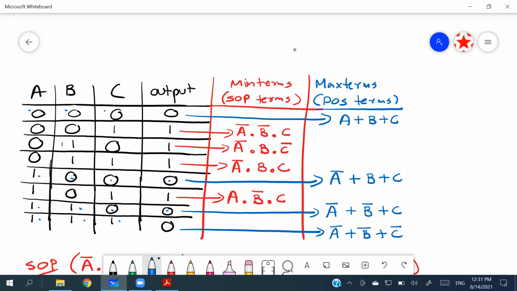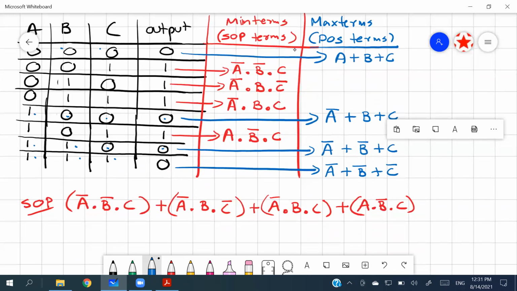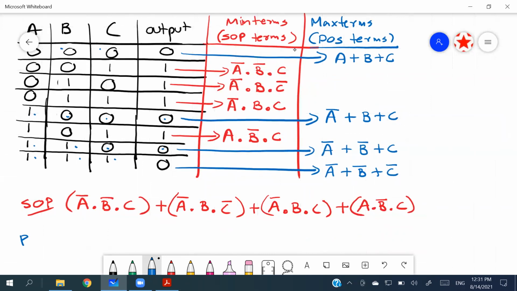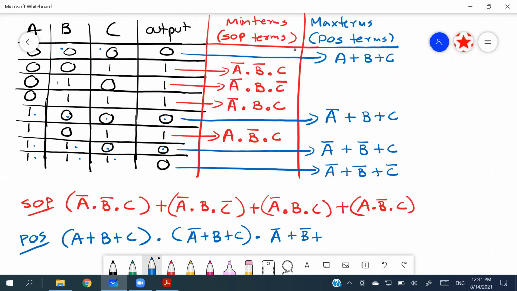Right? So writing the POS term, or the POS expression is easy. So here we go, A plus B plus C dot A bar plus B plus C dot A bar plus B bar plus C dot A bar plus B bar plus C bar.